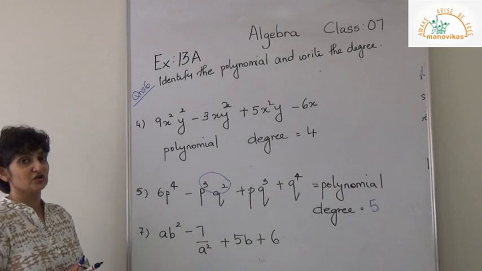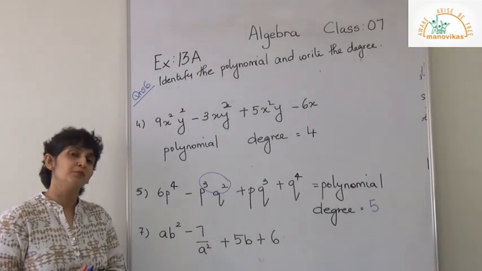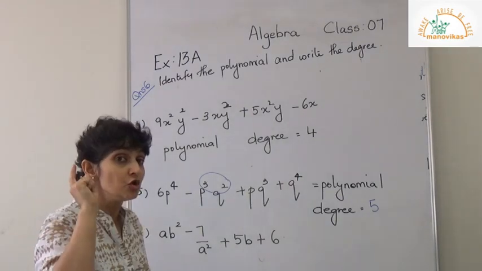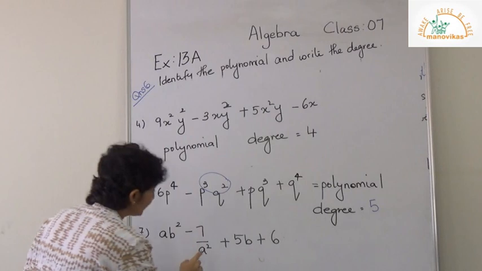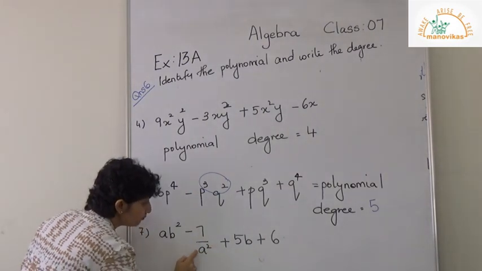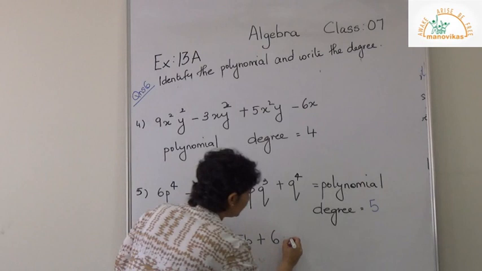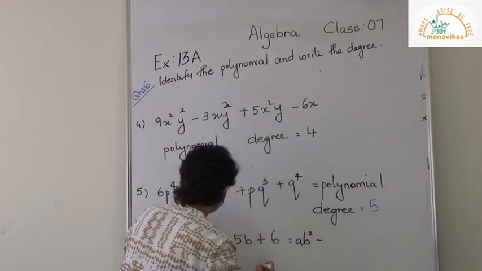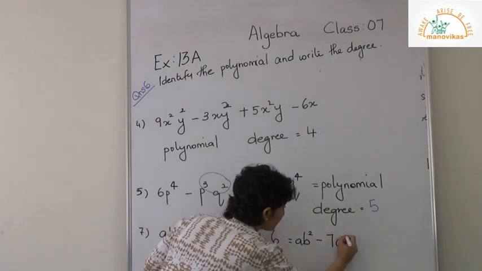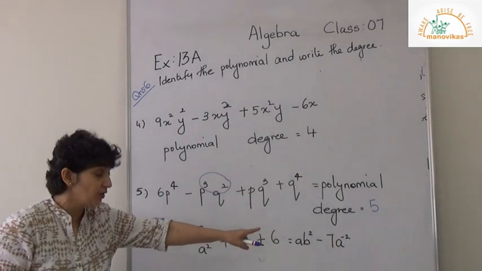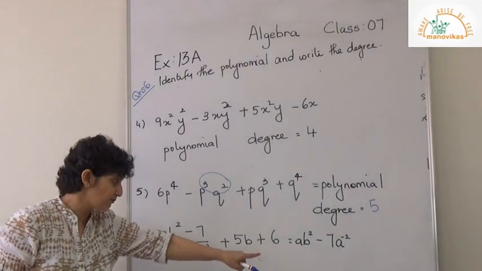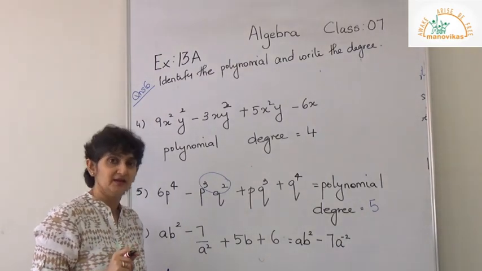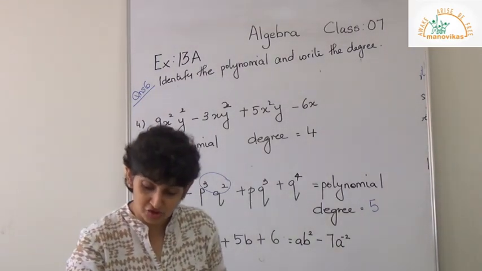Now look at this question, children, and tell me, do you think this is a polynomial? What do you say? Yes, this is not a polynomial. Why? Because I have a squared below here. This gives me as ab squared minus 7a to the power minus 2. This is a negative integral part. Therefore, this does not become a polynomial. I hope this is clear with you, children.